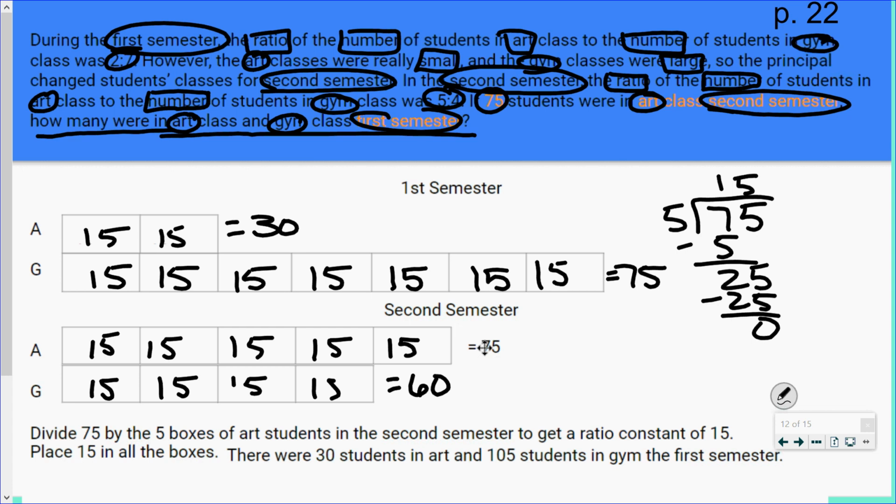Whoa. That's not right. 30, 60, 90, 105. You gave me 75. It's supposed to be 105. I have to admit, I just wrote down the numbers without double checking. 105. Yeah, 30, 60, 90, 105.